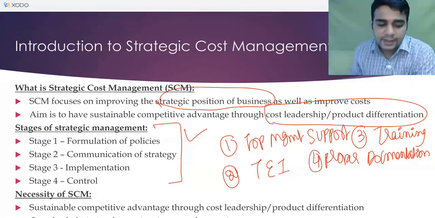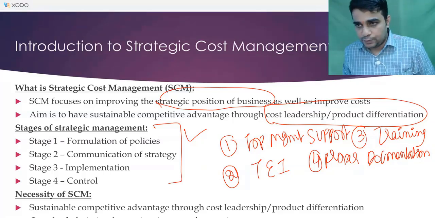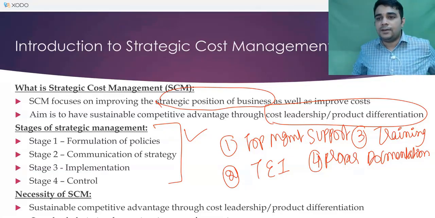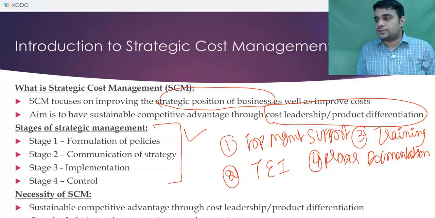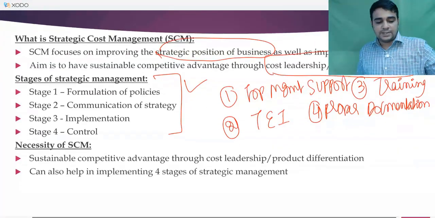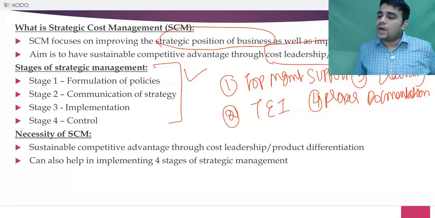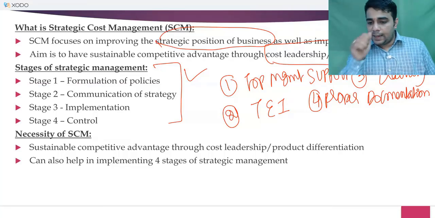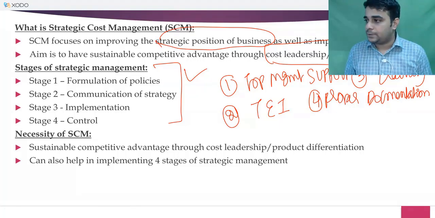Now why do I need SCM? Why do I need SCM? So one, all those limitations would be removed, but SCM is going to improve my competitive advantage. It will also help me in implementing these 4 stages of strategic management. These 4 stages: sustainable competitive advantage through cost leadership or product differentiation, can also help in implementing the 4 stages of strategic management. The 4 stages of strategic management can be implemented with this.